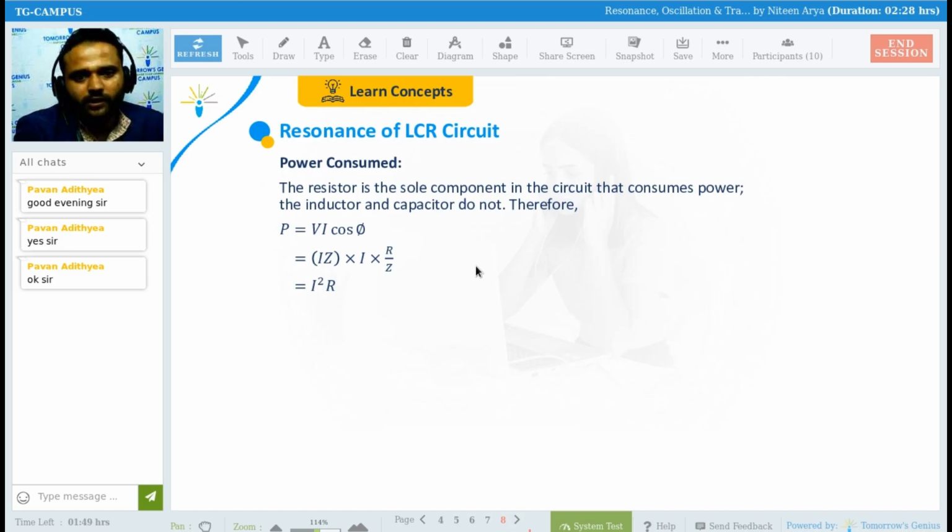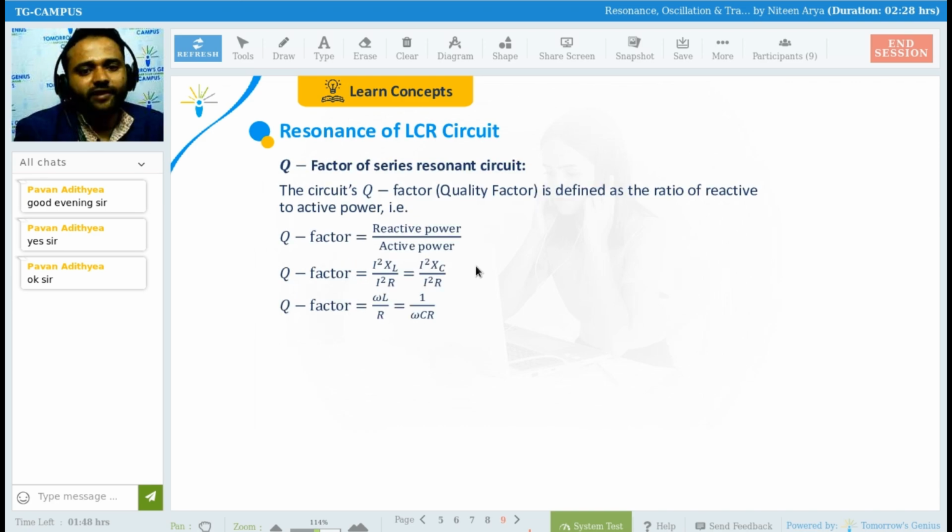So this is the power consumed at resonance of an LCR circuit. The resistor is the sole component in the circuit that consumes power. The inductor and the capacitor do not. Therefore, power P equals VI cos phi, equals IZ into I upon RZ, and power P equals I square R.